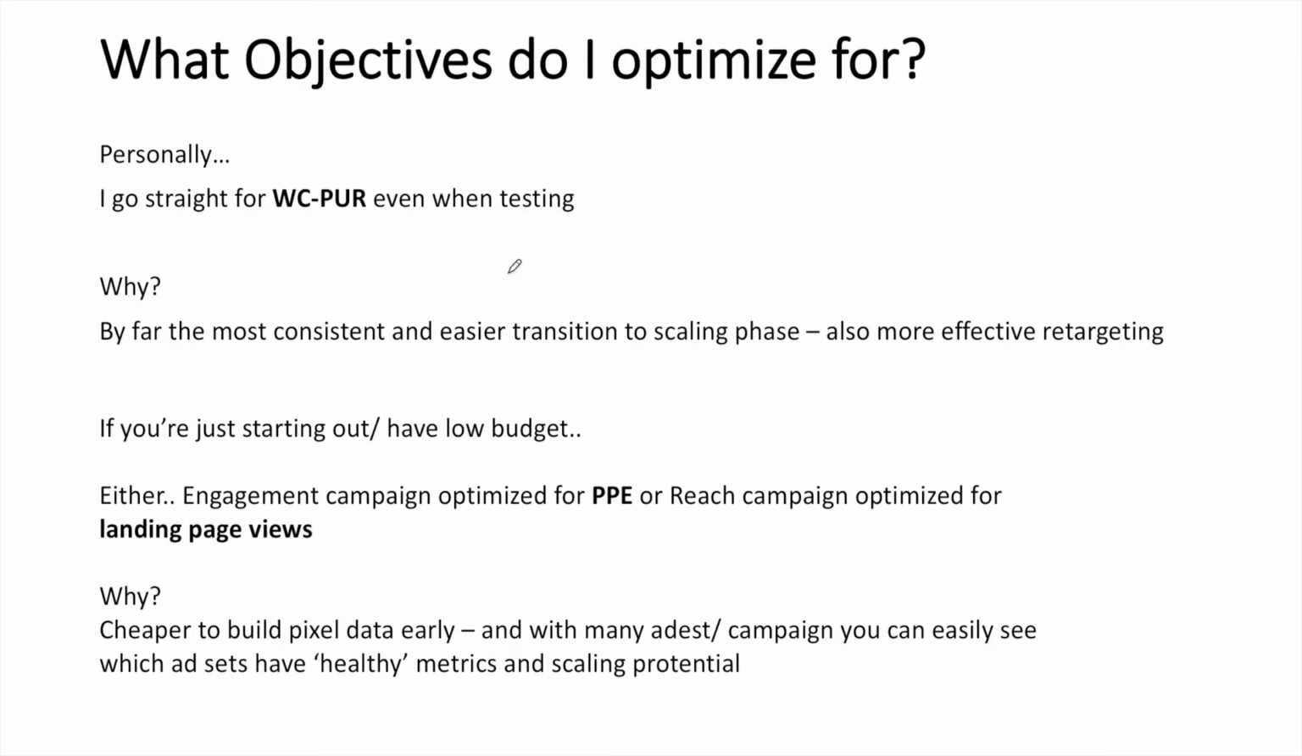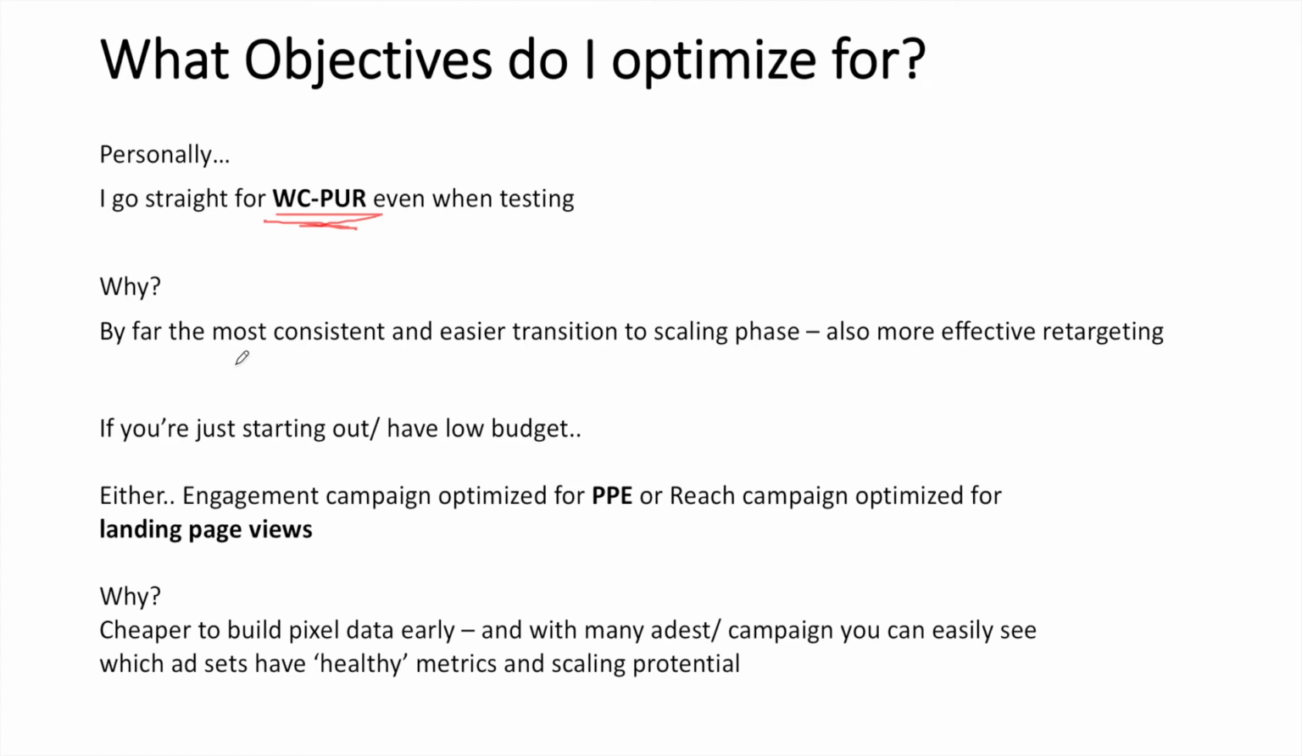Okay, so what objectives do I optimize for? You're probably wondering that by now because I haven't mentioned it yet. But personally, I go straight for the website conversion purchase objective. The reason is it's by far the most consistent way to test products, but it is the most expensive, and you can risk losing more money by choosing this because you're not going to get the same amount of reach. Your CPMs are much higher, so you're going to have to spend a bit more to thoroughly test a product.